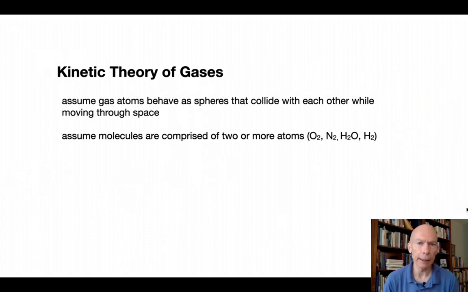As we look at the kinetic theory of gases, what was this all about? Well, the theorists assumed that the gas atoms behaved as spheres that collide with each other while moving through space. They assumed that the molecules were comprised of two or more atoms, largely because that was all they knew. You had oxygen, nitrogen, water, hydrogen. These were some of the molecules that they understood at the time, and they also realized that there was more than one atom in those molecules.